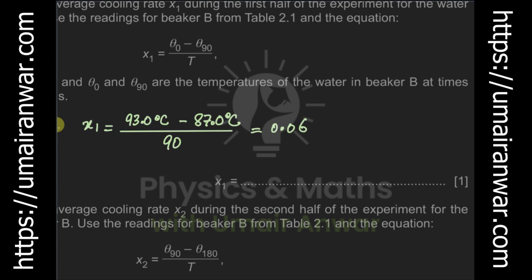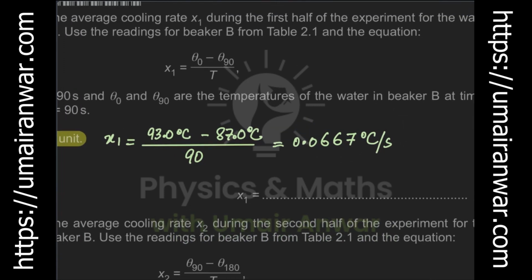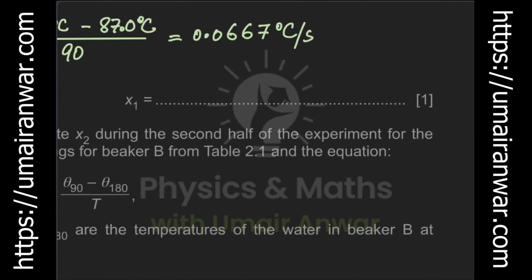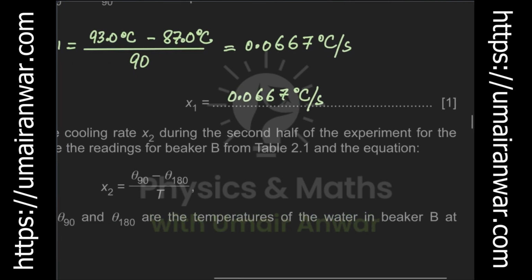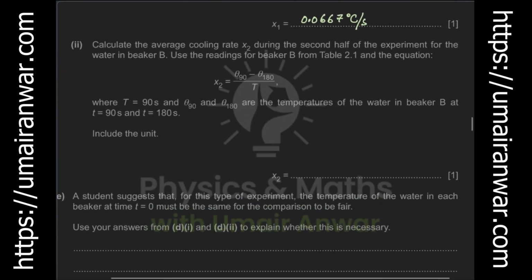Okay, so the answer that we are getting is 0.0667 degrees centigrade per second. Since all the numbers in the raw data were written to 3 significant figures, I've also written the final answer to 3 significant figures here. We have to follow the convention used in the raw data. So the answer is 0.0667 degrees centigrade per second.